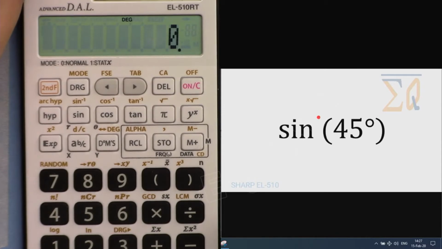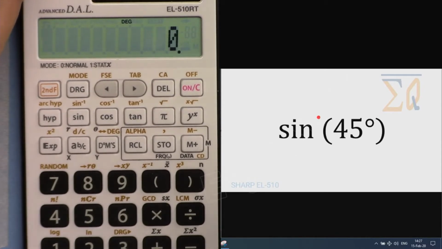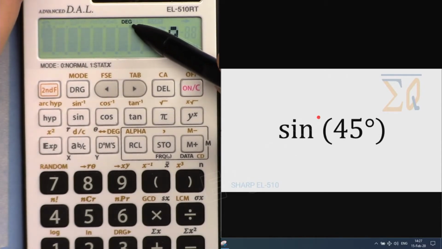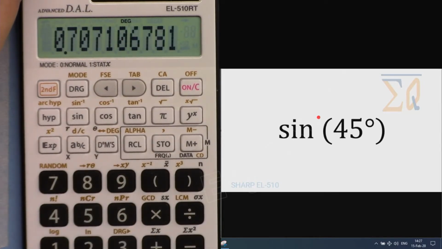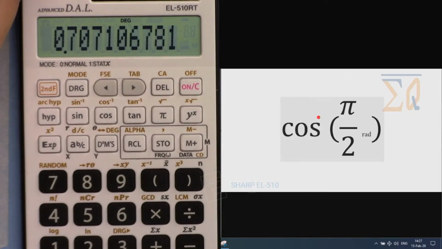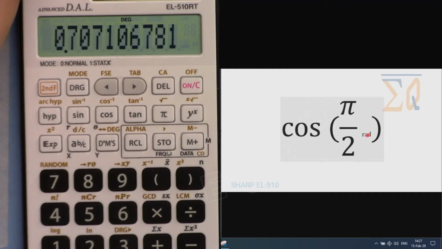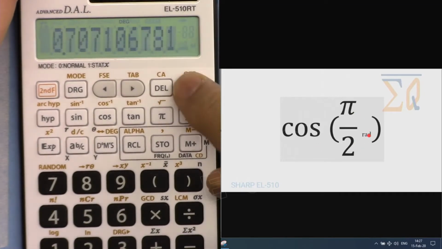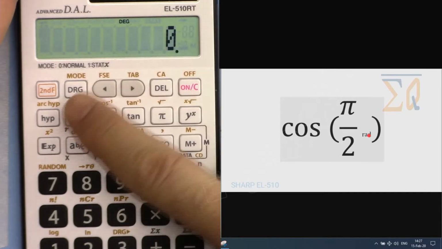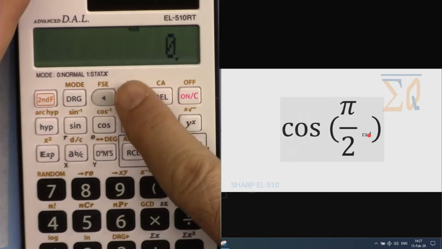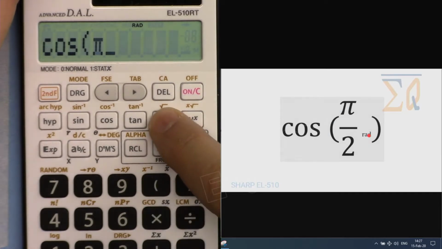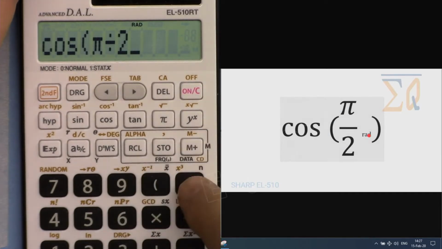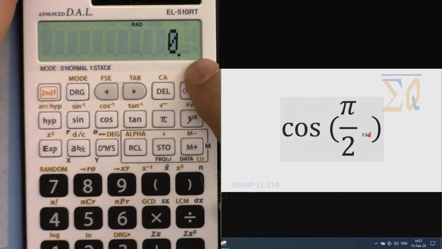Let's say you want to calculate the sine of 45 degrees, make sure it is in degree, now we press sine and then 45, equal sign, and it will give you the value. If you want to do cosine of pi over 2 radian, clear, now we have to go to radian before the calculation, cosine and then open parenthesis, pi divided by 2, and then equal sign, which is 0.